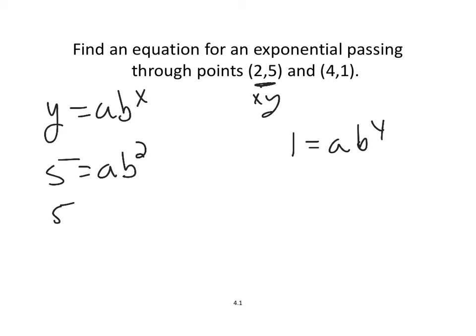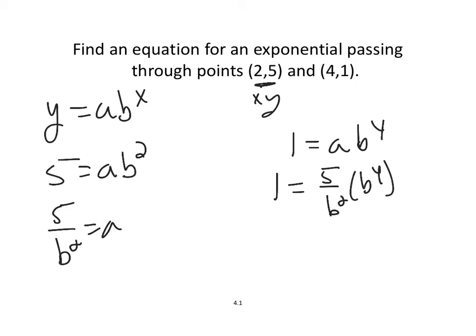So I'm going to divide both sides of this equation by b squared, and that's what a is. And then I can come back over here into this equation and replace a with 5 over b squared times b to the fourth. And then remember, b to the fourth divided by b squared, so we can subtract the exponents. So that becomes 1 equals 5 times b to the second, which is nice.